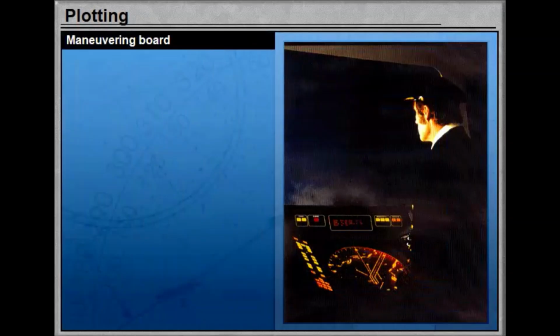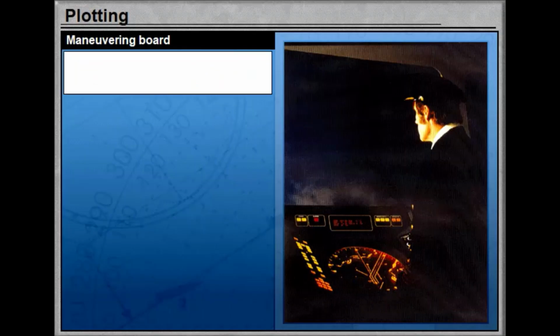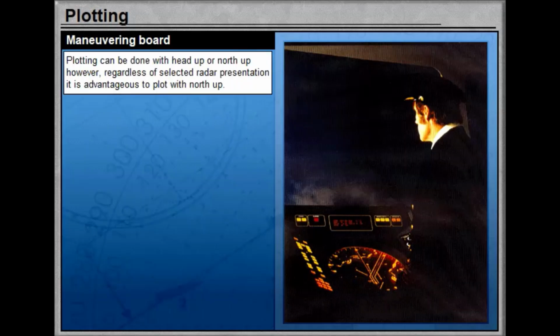Plotting on board can be done on a special reflection plotter that can be placed on top of the PPI. Another possibility is to use special plotting sheets with spider web diagrams, or you may use any sheet of paper. Plotting can be done with head up or north up. However, regardless of selected radar presentation, it is advantageous to plot with north up.